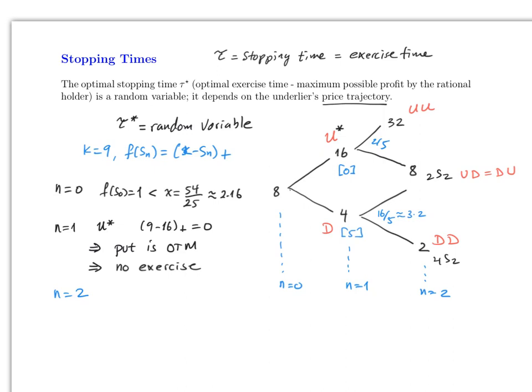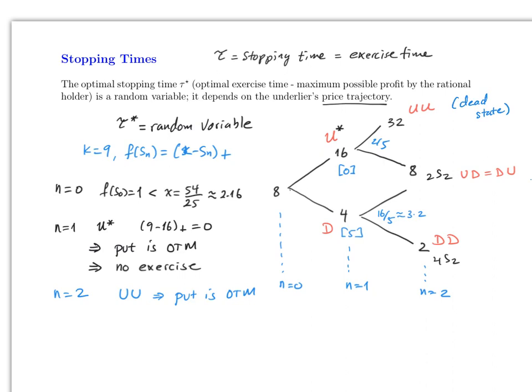So let's consider first the case where the trajectory goes up and then goes up again. So this will be u, or up, up. So clearly at this point, the put again is out of the money. And here, once you get to this point, there is no place to go. This is the end. So this is called a dead state, because there is no place to go.